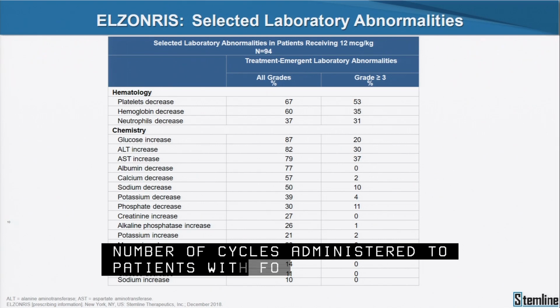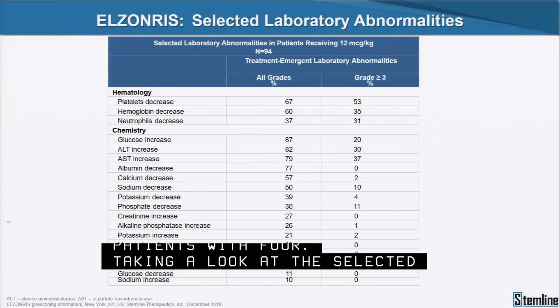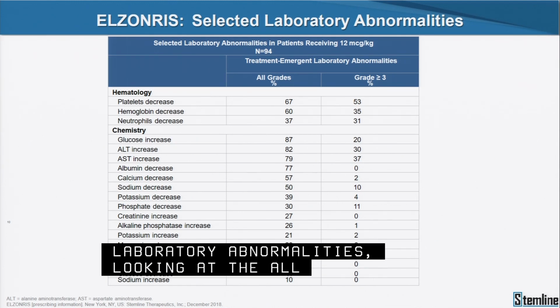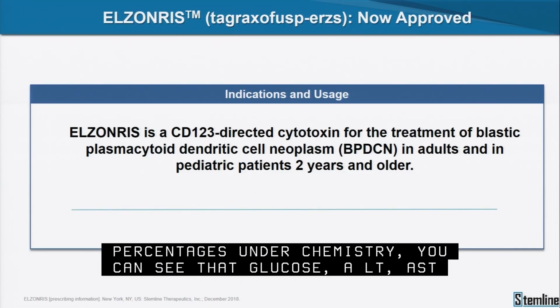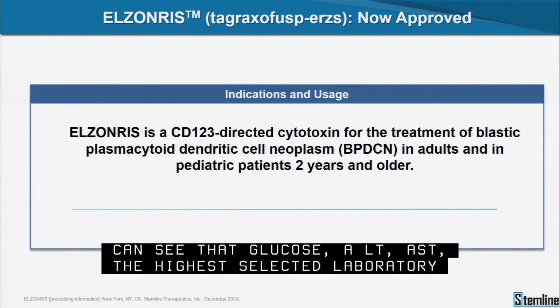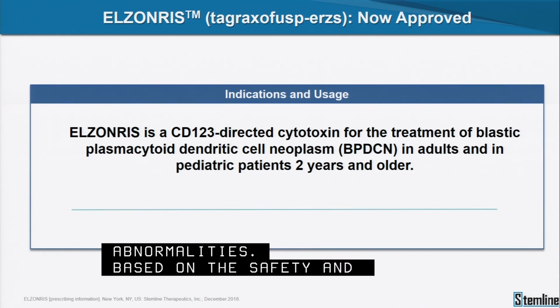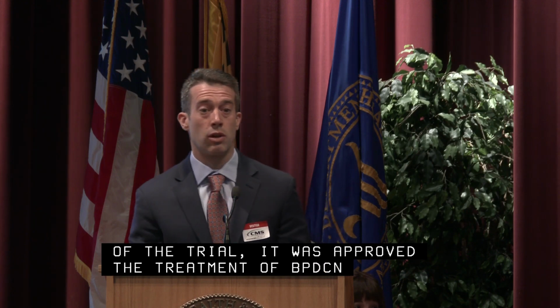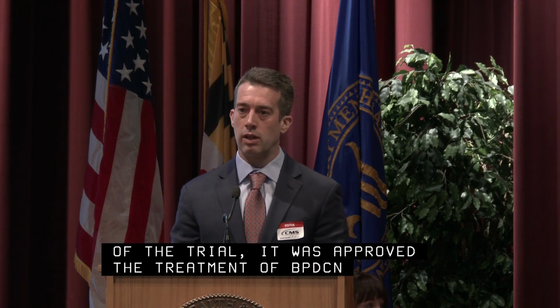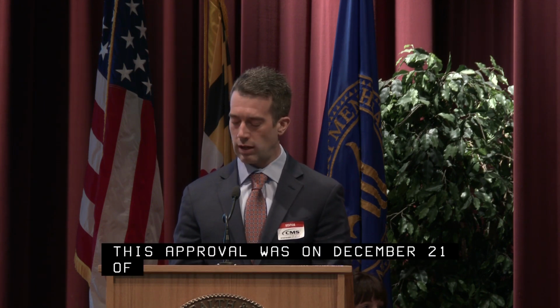Taking a look at the select laboratory abnormalities, again looking at the all-grade percentages under chemistry, you can see that glucose, ALT, AST increase, and albumin decrease were the highest selected laboratory abnormalities. So based on the safety and efficacy of the pivotal trial, Elzonris was approved for the treatment of BPDCN in adults and in pediatric patients 2 years or older. This approval was on December 21st of 2018, 2 months ahead of our scheduled PDUFA date of February 21st, 2019.